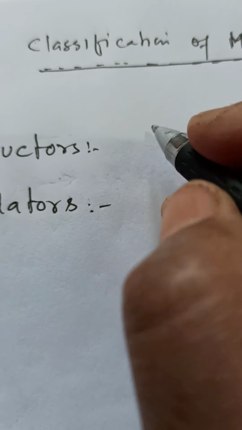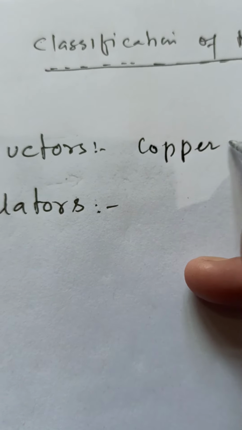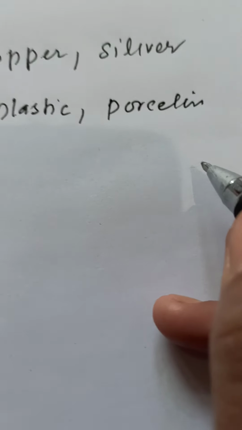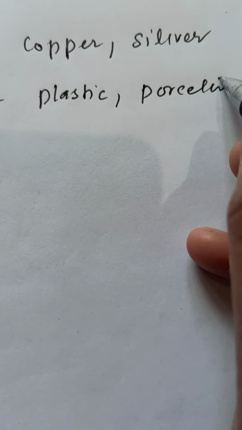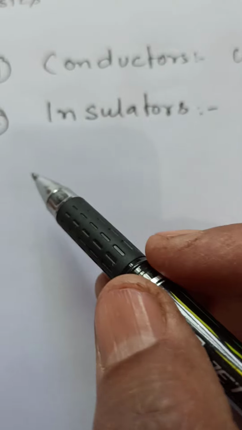For example, copper is a good conductor. Silver is a very good conductor. And for insulators, plastic and porcelain are good insulators. For conductors, we have an example.